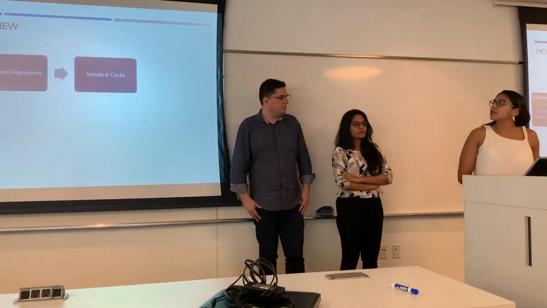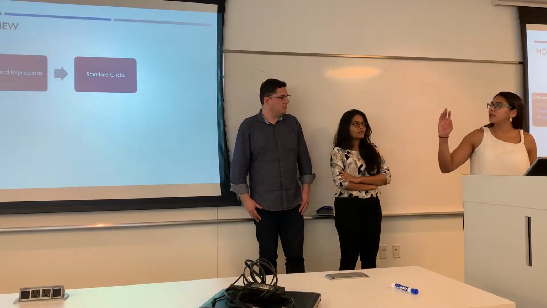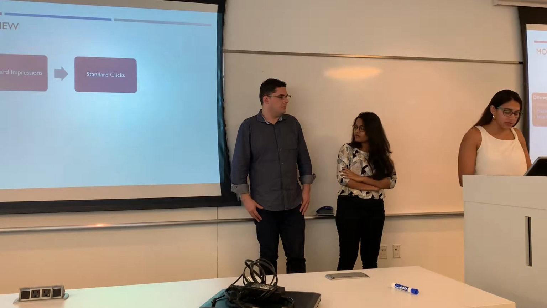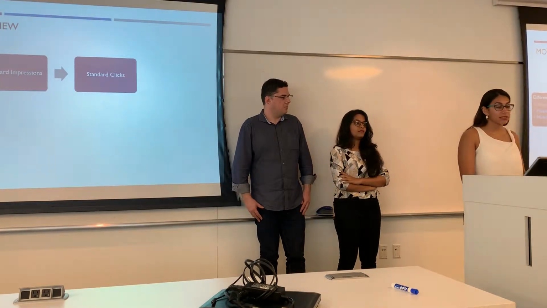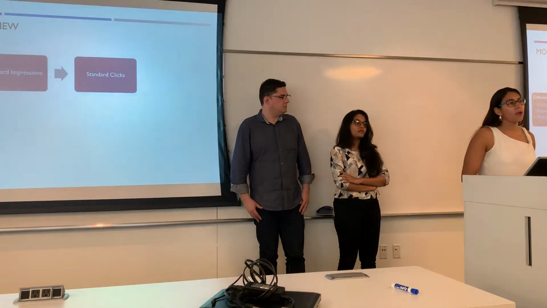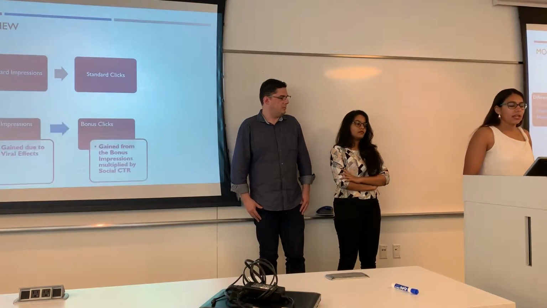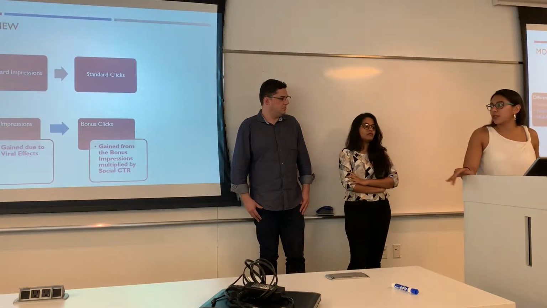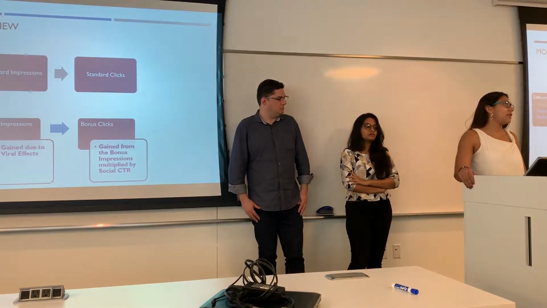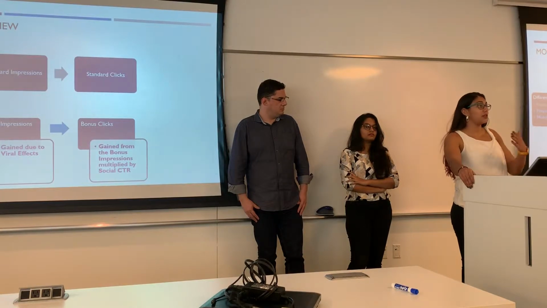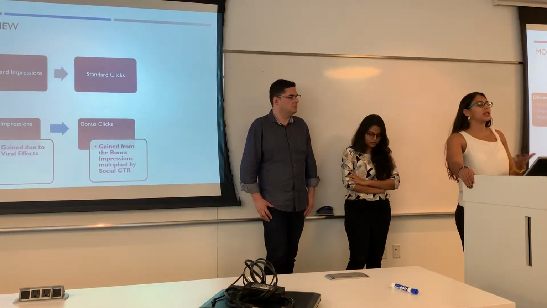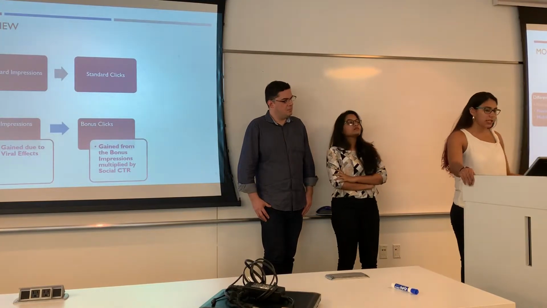From those impressions, we get the standard impressions. We can transform those into clicks, because not all impressions are clicks. That is our standard path. We also have a bonus path. We have bonus impressions that are gained due to our viral effect. If the ads are shown in the feeds of people, for example our friends, it's more likely that people are going to click at the end.